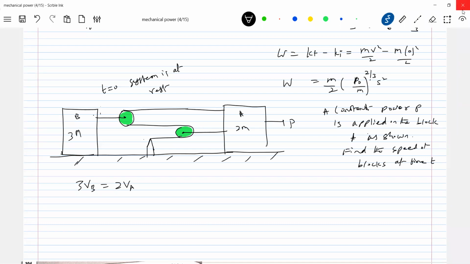Change in length of this part of strings should be equal to change in length of these two, no? So the change in length of these three strings corresponds to the displacement of, 2VB equal to 3VA. Yes, sir, it is 2VB equals 3VA.